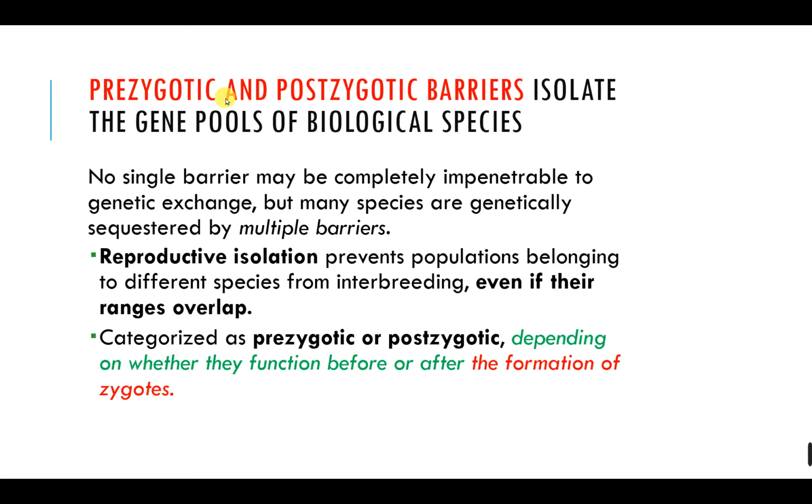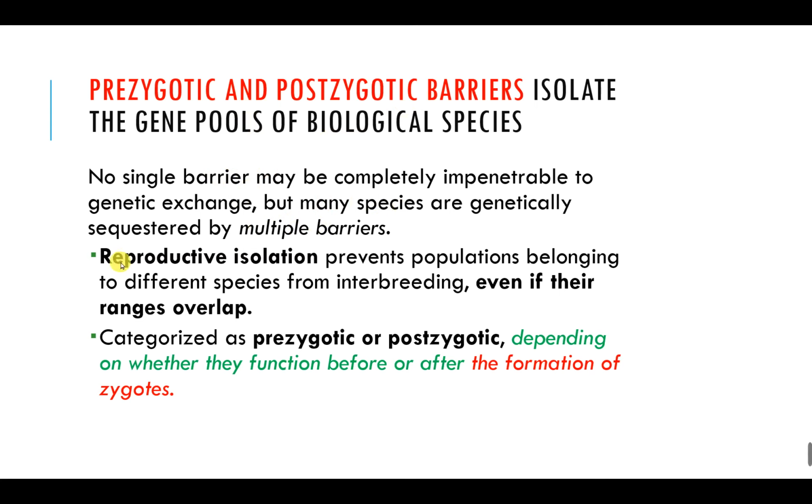The term zygotic comes from zygote. Remember that when you have fertilization between sperm and egg, the first cell that you get is the zygote. Which means that you have barriers that occur before you get the zygote. Those barriers are called prezygotic. And after you get the zygote, there are some barriers that are called postzygotic barriers. All of these barriers help maintain separate species, and sometimes in some species they use multiple barriers to maintain species.